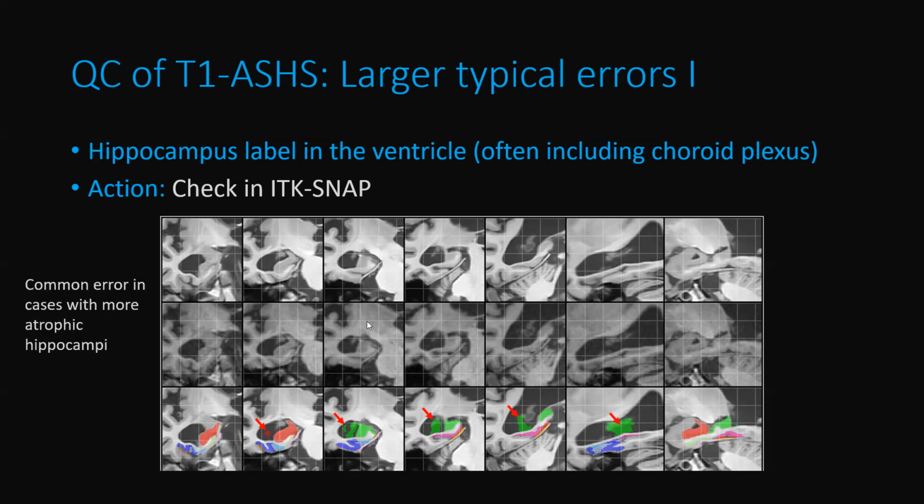So the action would be to check this in more detail. I want to mention that this is actually a common error in cases with more atrophic hippocampi. When there's a lot more ventricle to see, this happens more often. This is important to know, because if you were to exclude all these cases, you might create a bias, because then maybe you would be excluding more cases of your patient group. So that's something to be thinking about, whether or not you want to exclude or maybe edit these kinds of cases.